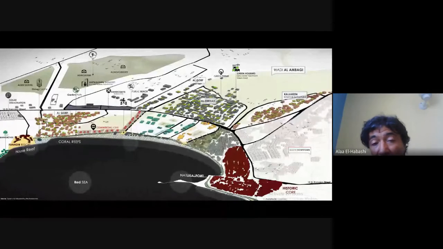Another very minor point is on the public beach that exists and is being appreciated in the master plan. At last we have one, but maybe this can be better integrated into the master plan and better appreciated as well.